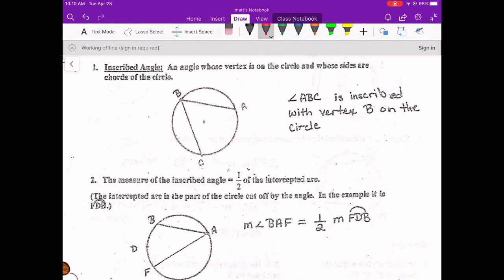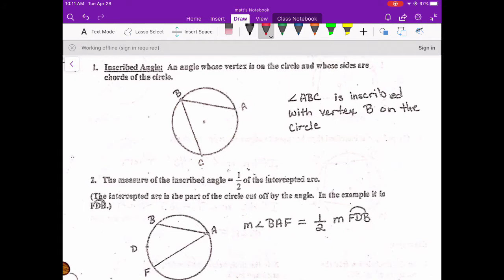I always like to think about inscribed angles sounding like inside. Inscribed literally means drawn inside of the circle. So inscribed sounds like inside, so I always think the angle's inside. Now, what's different about an inscribed angle than a central angle?